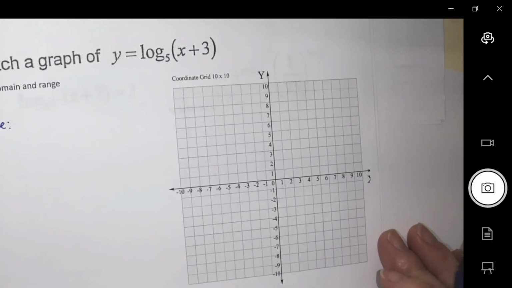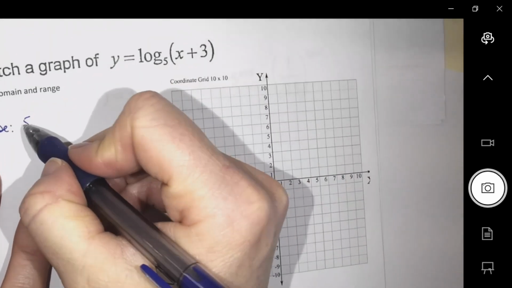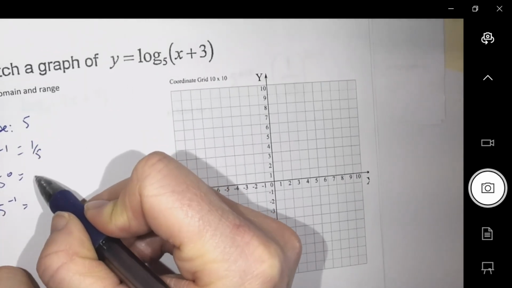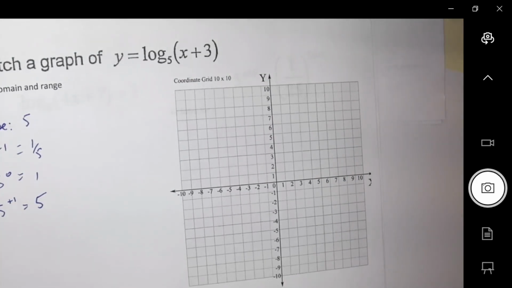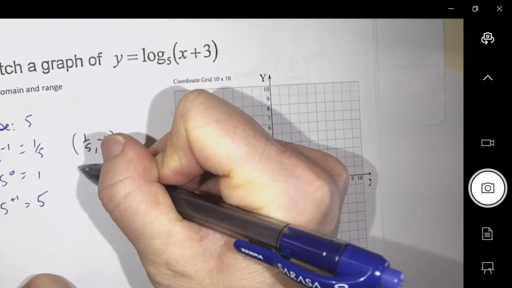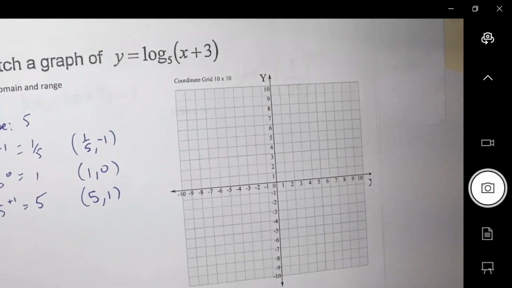Okay, next we have a log graph. So just first, what's my base? 5. So I still start the same. I take my base to the -1, to the 0, to the 1. What is now the difference? This is where I change stuff. Result, comma, exponent. So that is the only place where I change it.